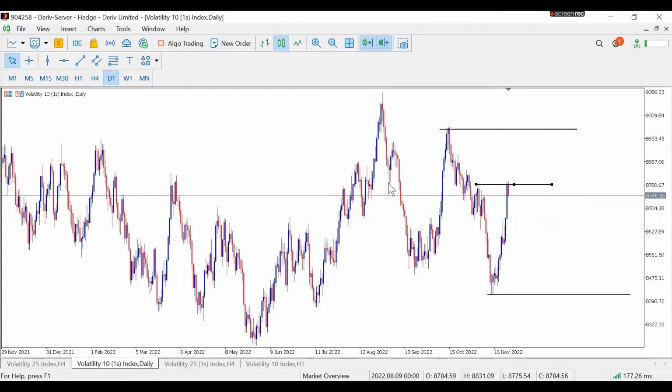All right, but we cannot trade that on the daily time frame because our account is small, so we have to channel down into smaller time frames.